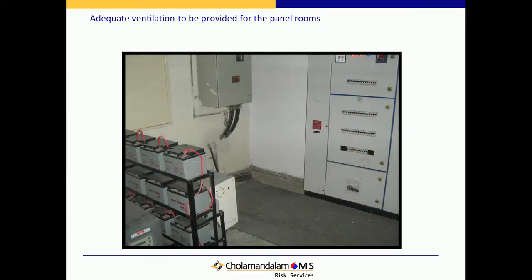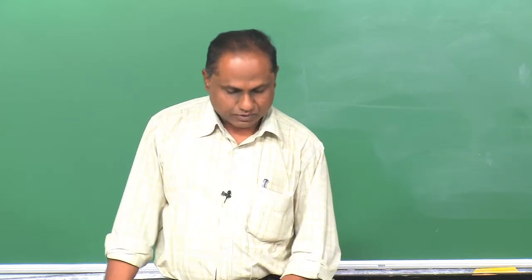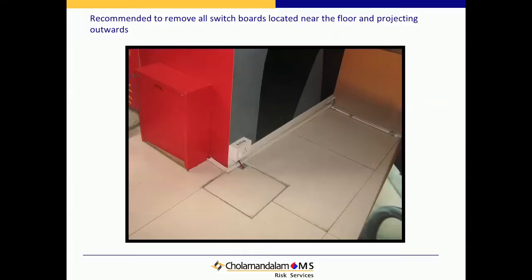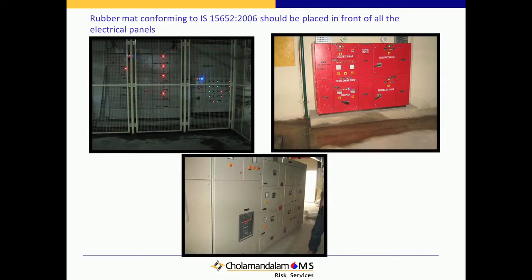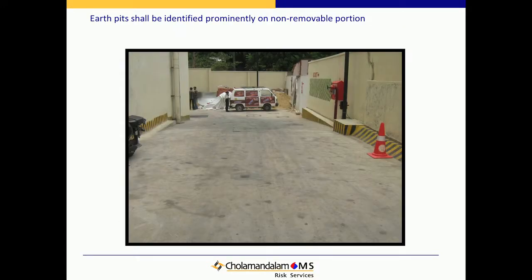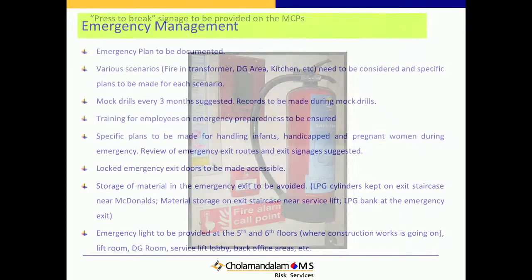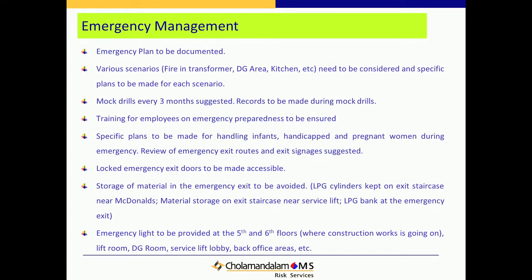Then you can see the panel rooms. Battery rooms are areas where there is a possibility of hydrogen generating from the battery, so that area needs to have flame-proof fittings. Then panels, no rubber earthing, no mats, nothing about that. Earth pits are not identified. Emergency management system, they don't have. Mock drills are conducted. Training is to be provided.